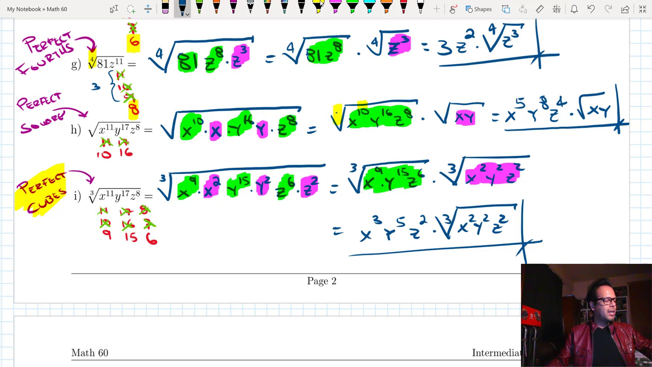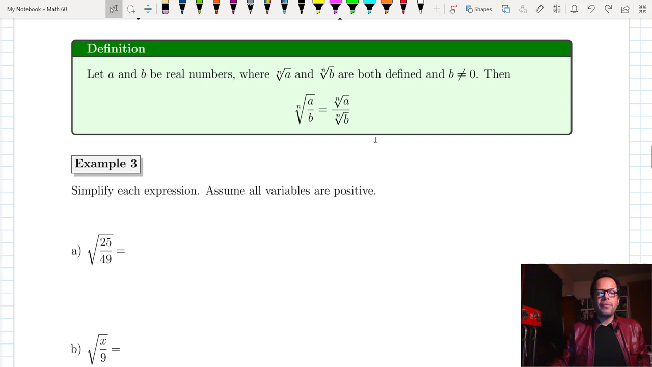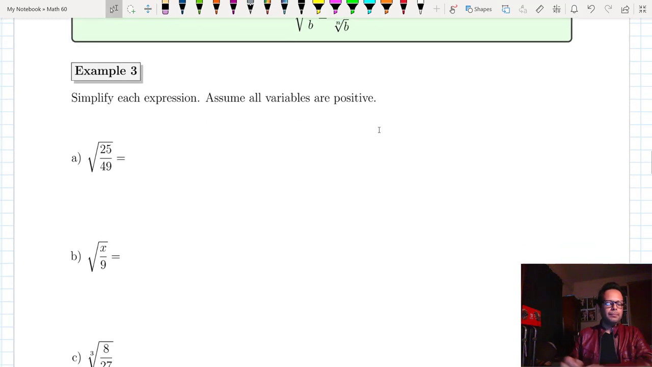And now let's look at the other property, the quotient rule. Just the same way, when we have the quotient of two radicals, we can write the quotient of two radicals as the radical of a single quotient, or backwards, we can simplify a big radical into two. Let's do it first in this direction. We have a big radical, and let's break it up into two separate radicals.